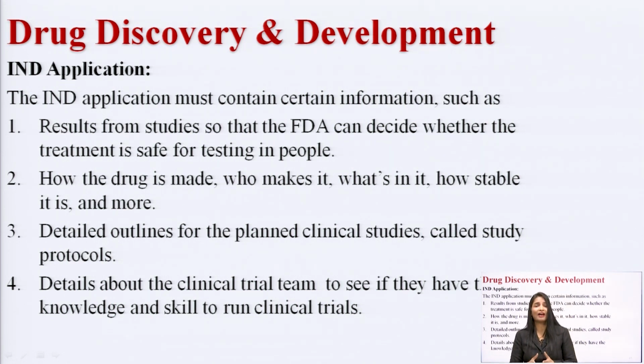The IND application contains certain information. The investigational new drug application decides whether the study has been done properly or not. They will see whether the drug is made, who makes the drug, what exactly is in the drug, and how stable it is. All the parameters will be checked and filed in the IND, and finally we will complete the preclinical phase.